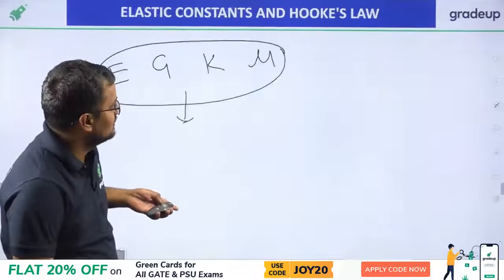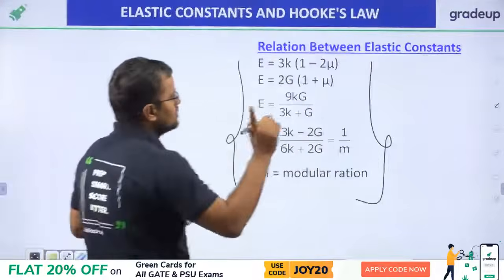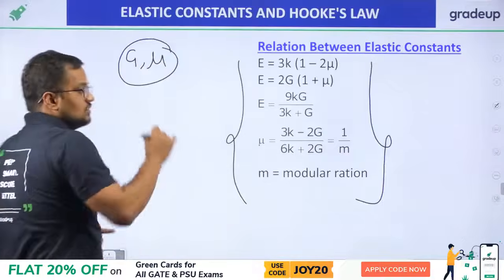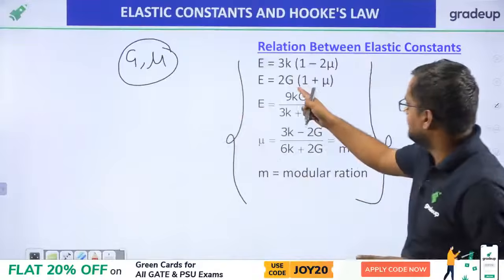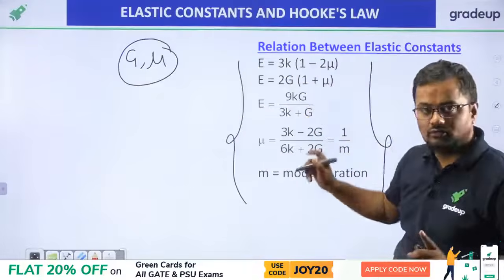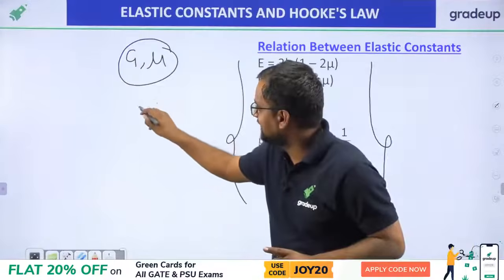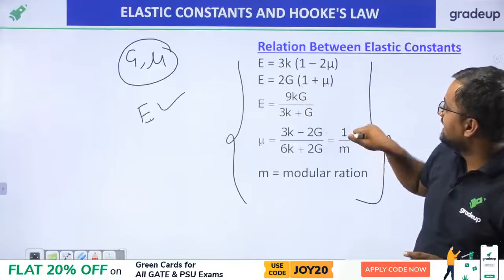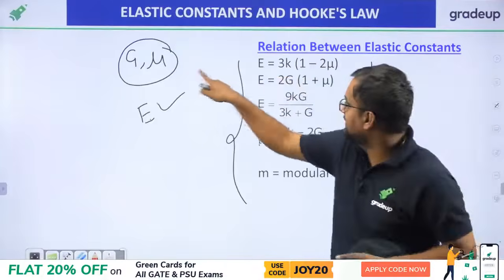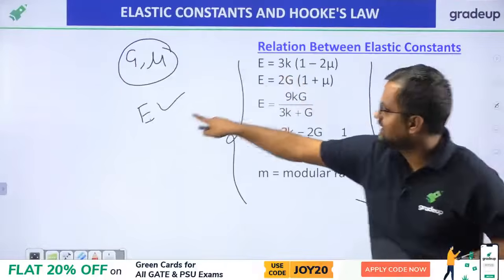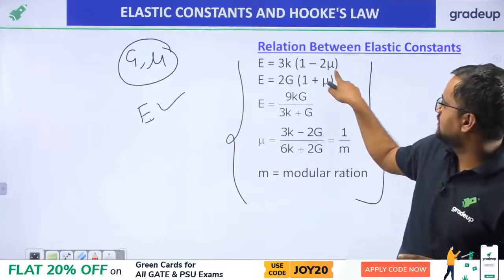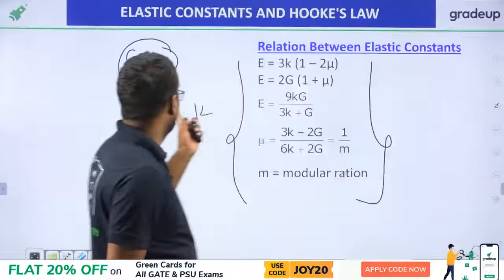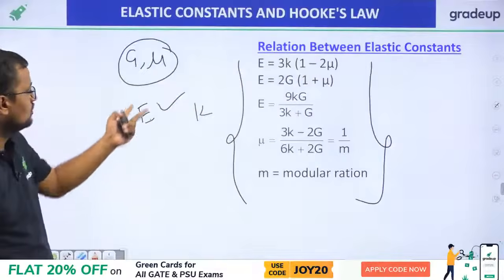Independent, my friends, see these relations. Suppose you know G and mu only, 2. Then from this relation, if G is known and mu is known, then E will be known. So only from G and mu, I can find out E. And if E can be found out, mu is already known, then from this relation K will be known. Then only by G and mu we can find all 4 elastic constants.